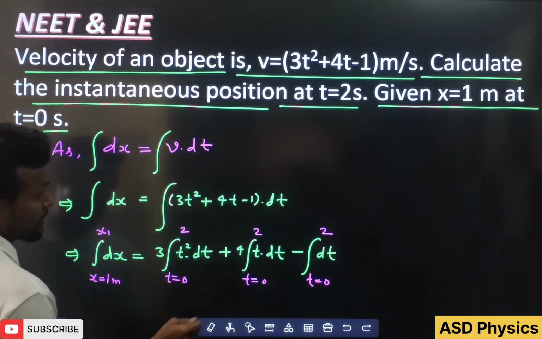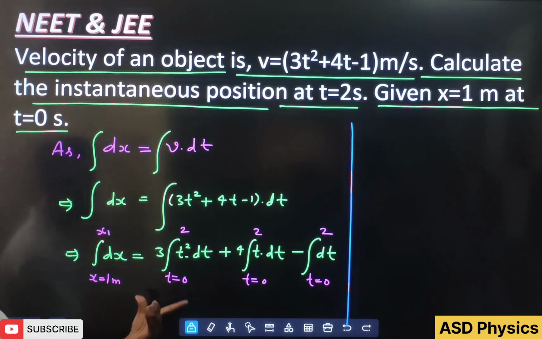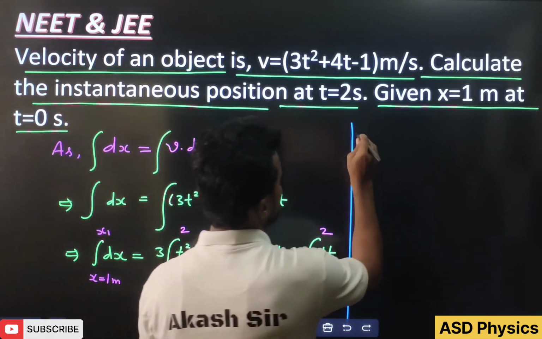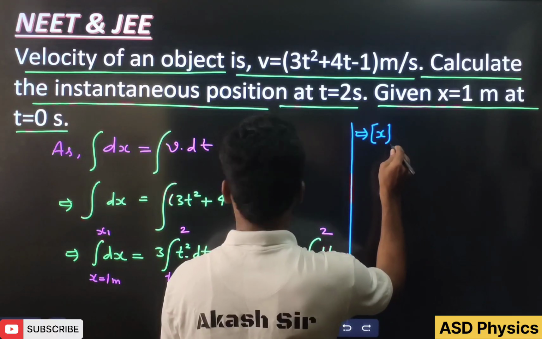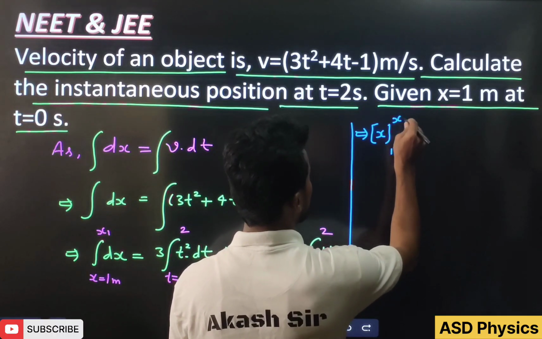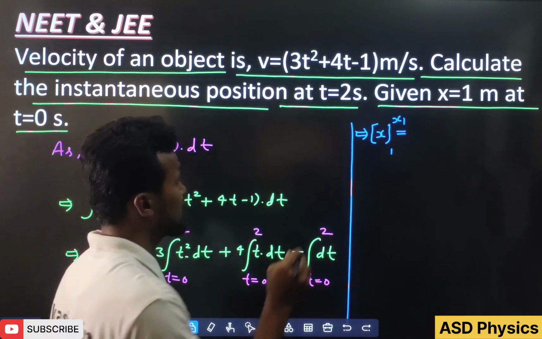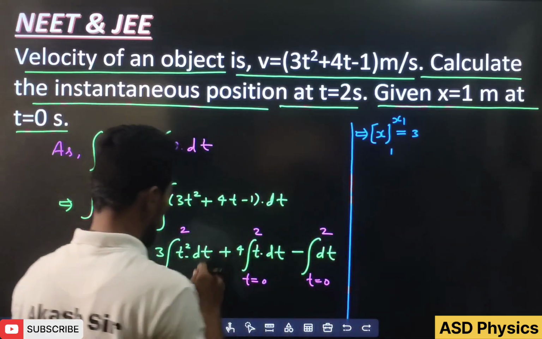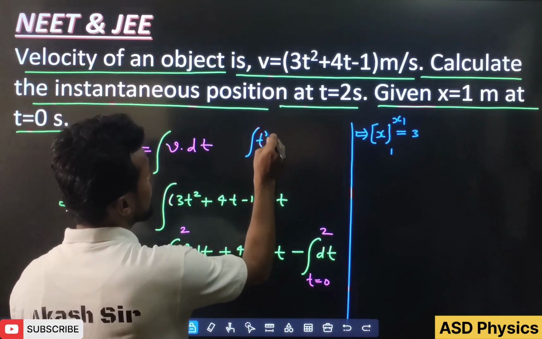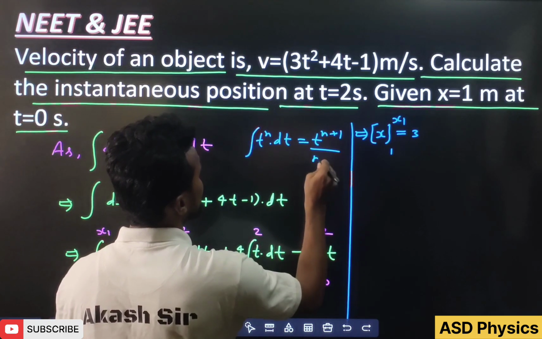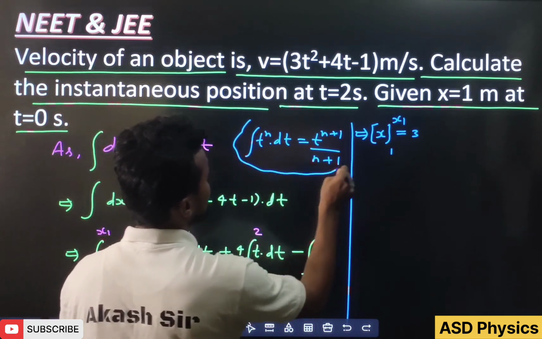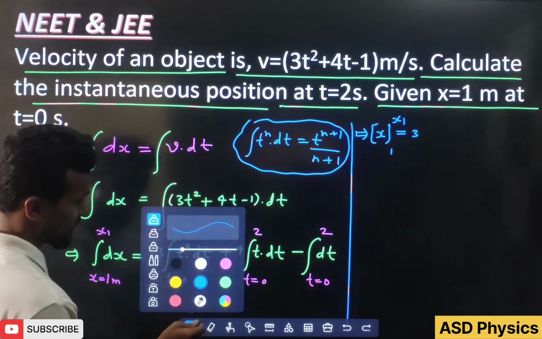Great. Now students, see very well how we are doing this. Remember, integration of dx will be x, and where to where? We will write 1 to x1, equal to 3. And the formula I am writing here: integration of t to the power n dt means always t to the power n plus 1 by n plus 1. This formula you should remember, then you will get the answers.